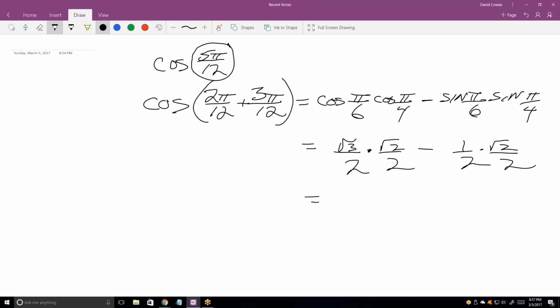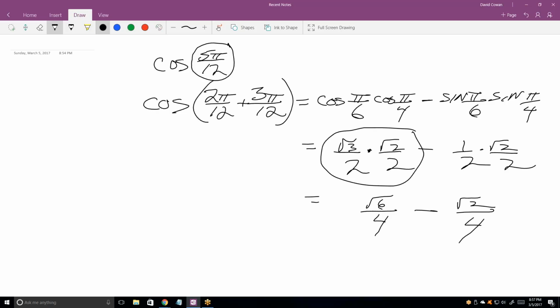Root 3 over 16. No, oh no. Multiply tops and bottoms. What do you get for this part here? Root 6 over 4. Okay. Now what do you get over here? Root 2 over 4. Okay.